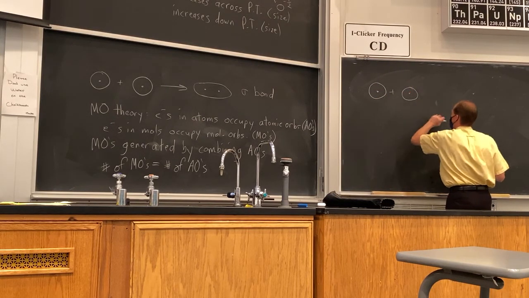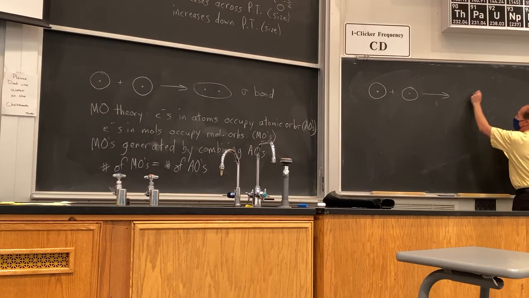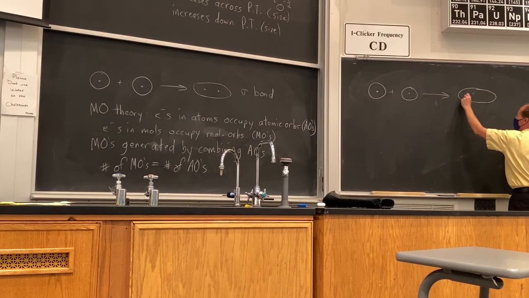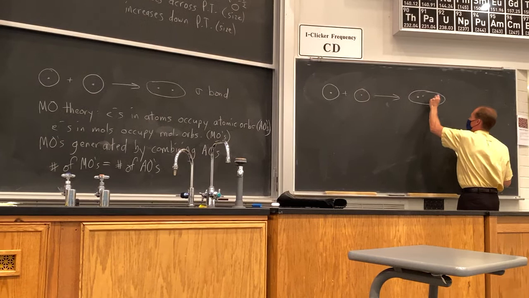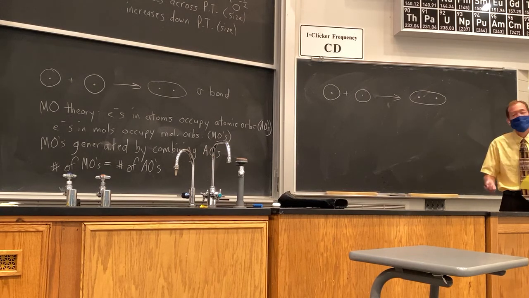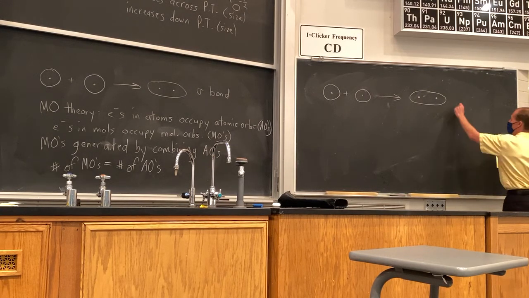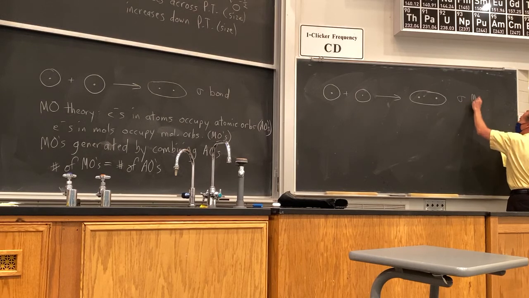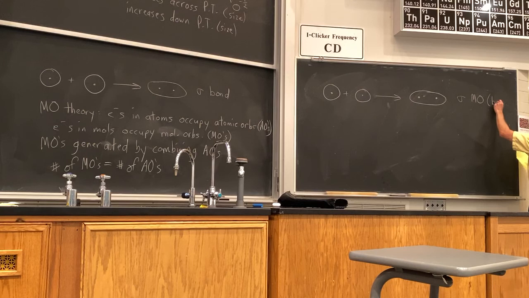First thing we do is we add them together. What do we get? Something that looks suspiciously like our sigma bond, because it is. It's just another way of arriving at the sigma bond. Adding these 2 atomic orbitals together to get something that we refer to as a sigma molecular orbital. And we're going to call that a bonding molecular orbital. Okay?